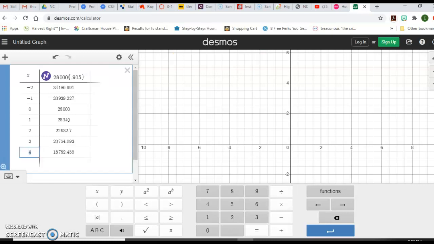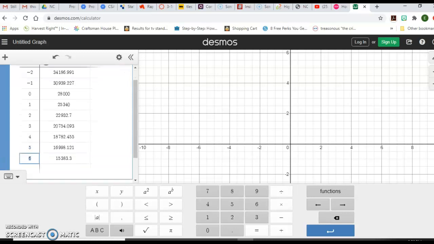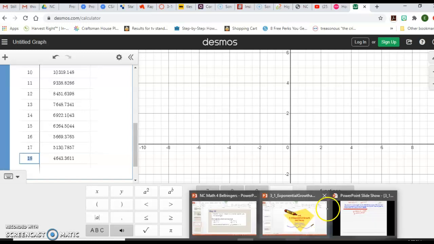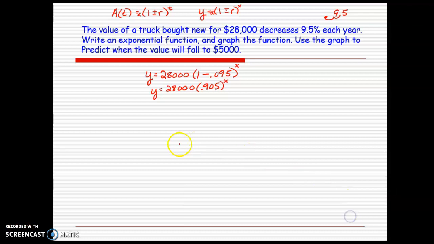So 3, 4, 5, 6. Just keep going. And so between the 17th and the 18th year, you would get it down to $5,000. Okay, so it's not too tough to put it in there. Calculator there. Your y will be approximately 17 and a half years. Okay.